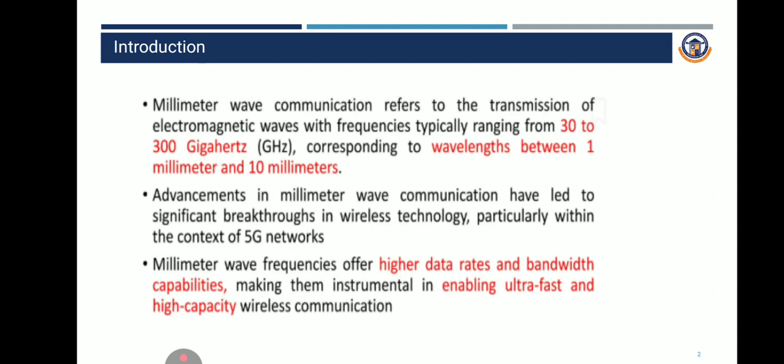Okay, what is millimeter wave communication? It is a kind of wireless communication technology that uses high frequency electromagnetic waves which should be in the range of 30 to 300 gigahertz. So in the case of 30 to 300 gigahertz, this millimeter wave communication comes into the picture.